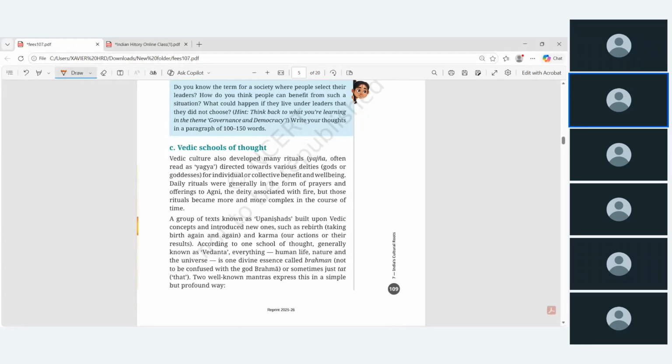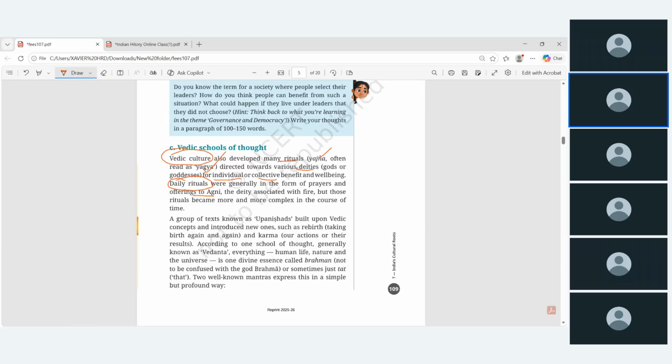Then what are the Vedic schools of thought? During the Vedic period, the main purpose of Vedic culture was to develop some rituals. Rituals means yajna or yagya. The main purpose of the yagya is that it is directed towards some deities, god or goddess, for individual benefit or collective benefit, and for well-being. Daily rituals were also offered to Agni, the god of fire.